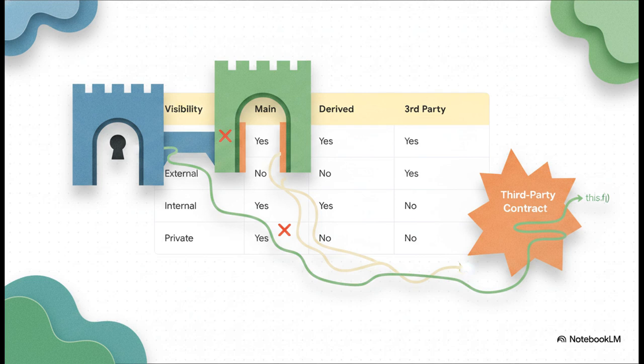If you make a function public, the doors are wide open. Everyone gets in. Internal means only the main contract and its derived contracts have access. Private locks it down exclusively to the main contract. But then you have external, which is kind of wild. It actually denies direct internal access to the main and derived contracts, allowing only third-party callers to trigger it, unless you use a special workaround like calling this.foo.